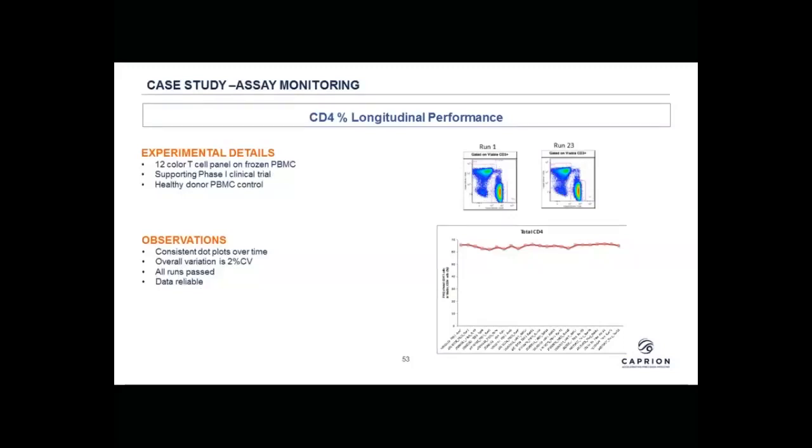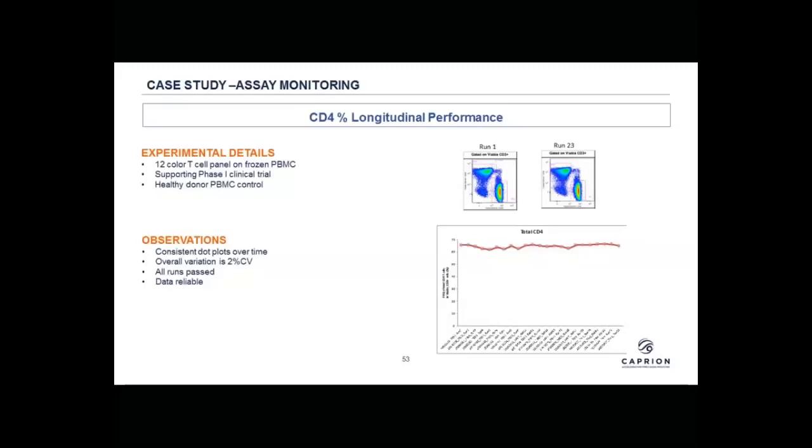So when we look here at run 1 and run 23, you can see those look quite nice. There's no apparent issue with this assay. And when we look at the Levey-Jennings plot, we can see that it's really tight. There's only a 2% CV, and all the runs pass. The data are very reliable. We can go ahead and report the data.